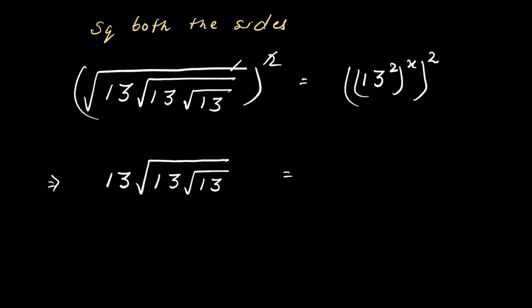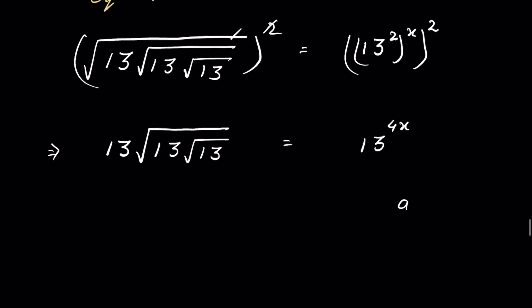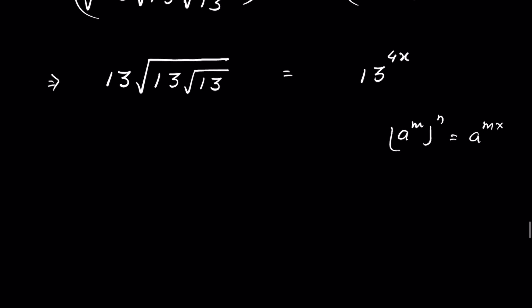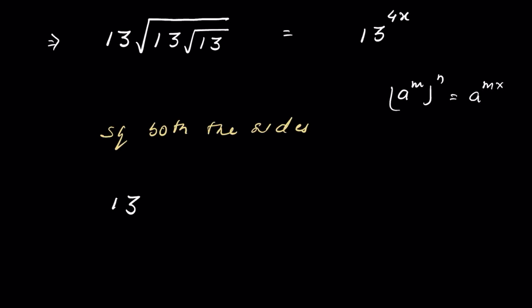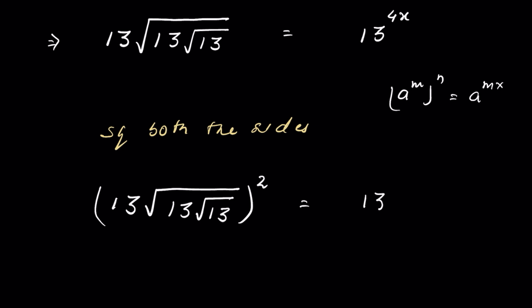And this is equal to 13 raised to the power of 2 times 2, which is 4, and times x, 4x, because when a to the power m whole to the power n, it is equal to a to the power m times n. Now let's again square both the sides. 13 times the square root of 13 times the square root of 13, we square it, equals 13 to the power 4x, and we square it.